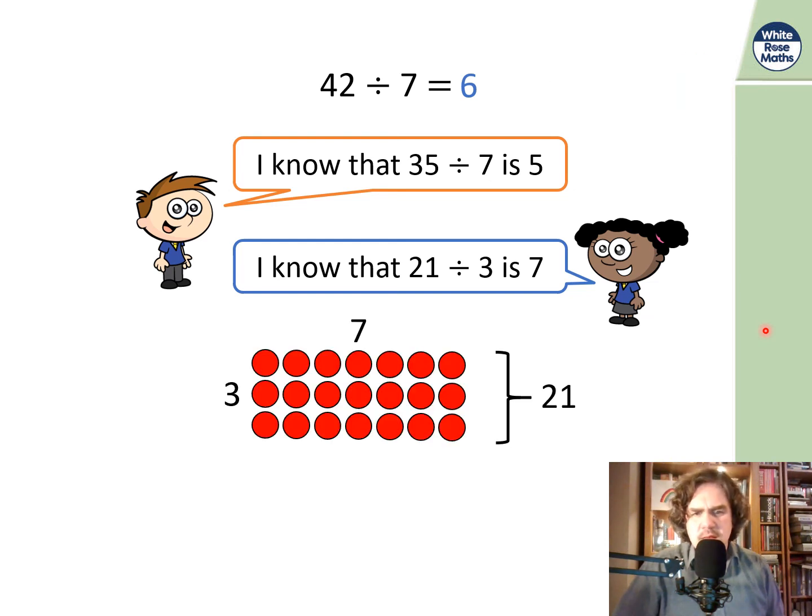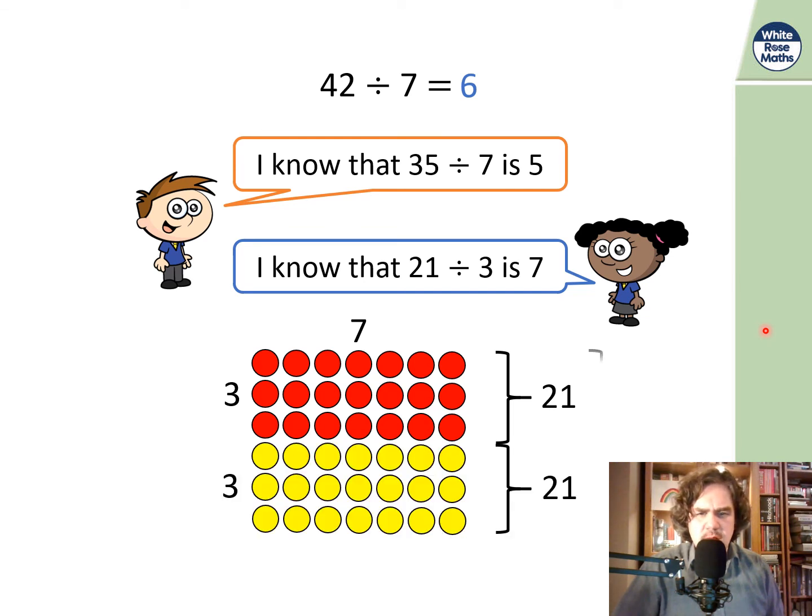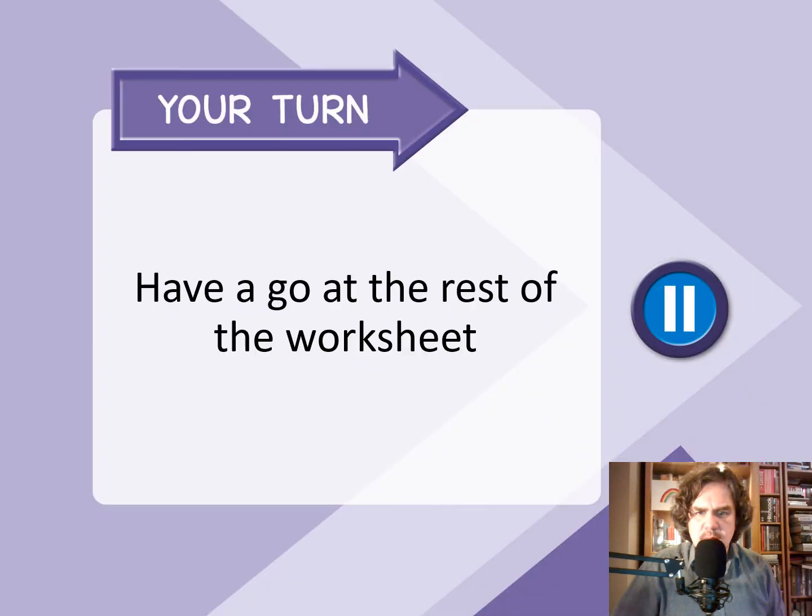Well, here's an array. Here's another array. So added together, these are 42. So we can see that 6 times 7 is 42. So what we've used here is our knowledge that 21 divided by 3 is 7 to show that 42 divided by 7 is 6. Have a go at the rest of the worksheet.